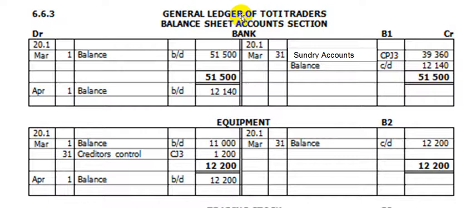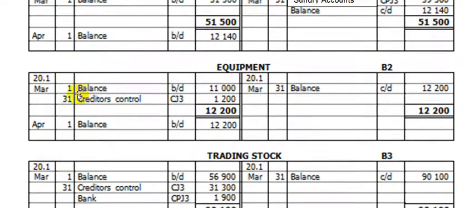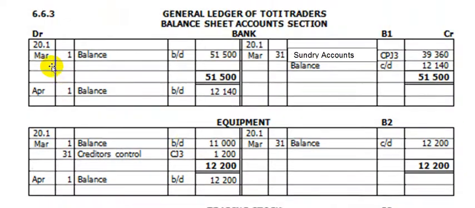Okay, but before we get there, let's start off with the bank. It says that the balance sheet account section, the balances were, bank was 51,500. Okay, so as you can see, March the 1st, the balance brought down was 51,500. Okay, we've got it on the debit side because bank is an asset, and assets have positive balances on the debit side. Okay, and then we look at equipment, the second one, again on the 1st of March, we've got a balance brought down of 11,000 of equipment. Again, that's also on the debit side because equipment's an asset, and assets have positive debit balances.